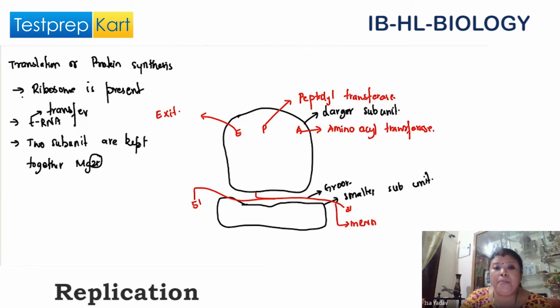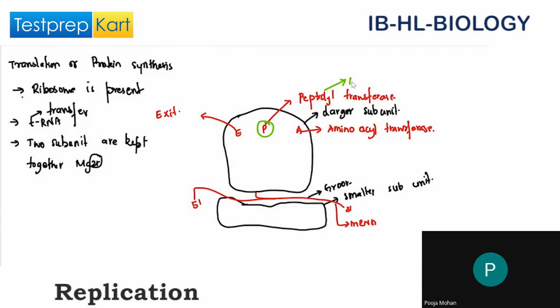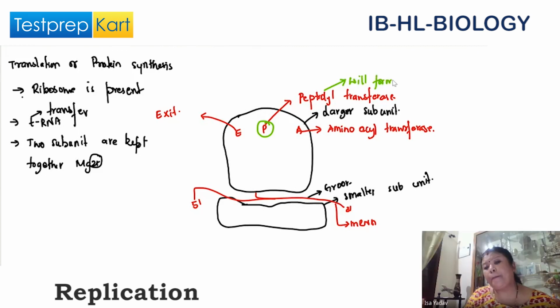Now, peptidyl transferase, P site. This particular enzyme will form a peptide bond. Very important. If a question is asked, what are the building blocks of proteins? The answer is amino acids. Proteins are made up of amino acids. Now what happens?